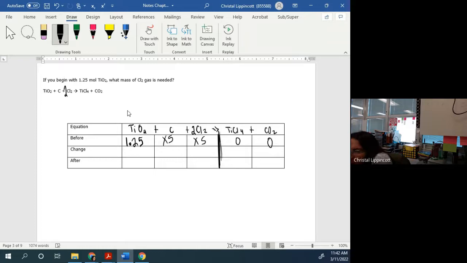Okay. So am I going to subtract from this, or am I going to add to this? Subtract. I'm going to use this up to make this stuff. What about this guy? Is he going to get subtracted or added? Subtract. What about him? Subtract. What about him? Add. Because we're making it. So see if you can figure out what we're going to be adding here.